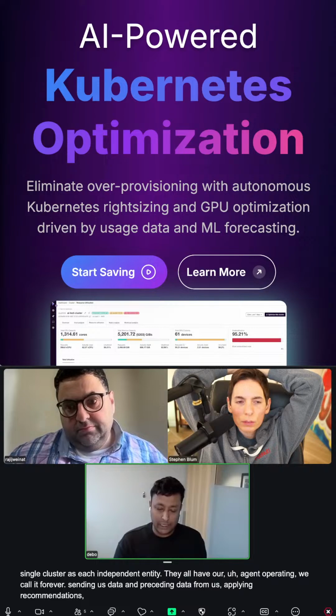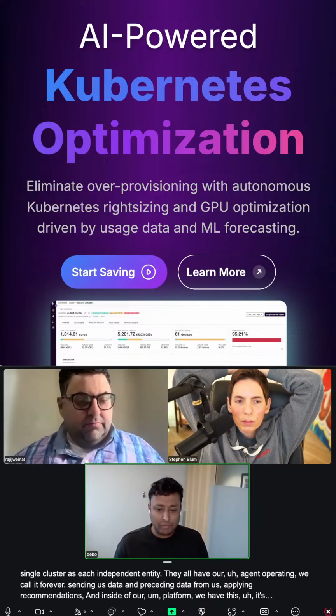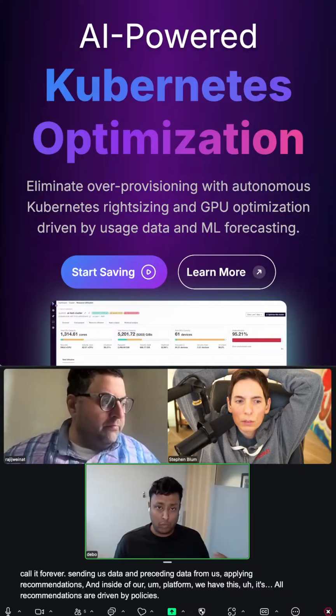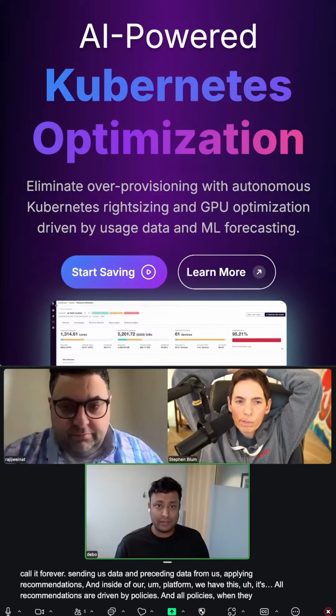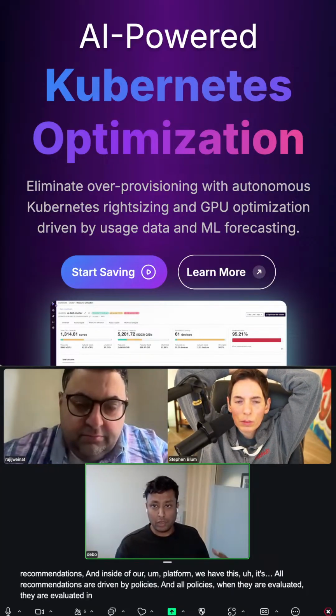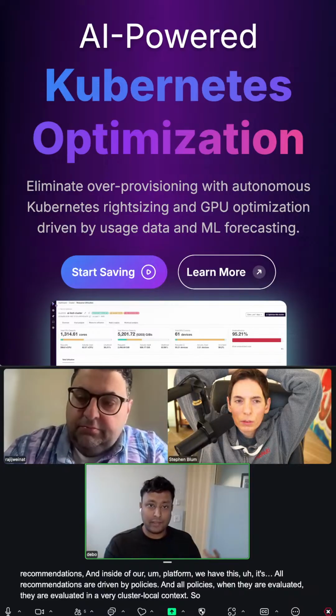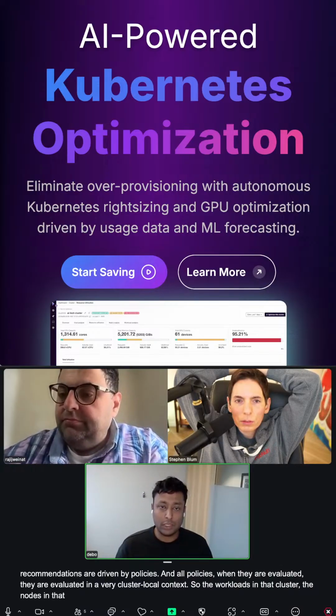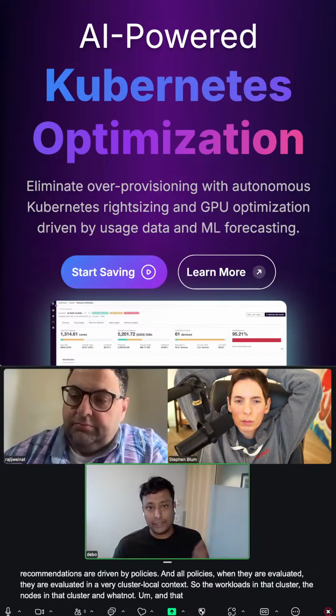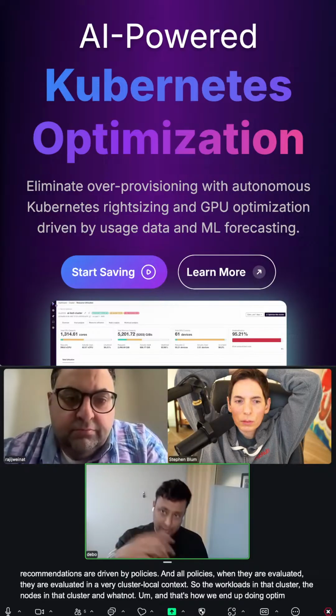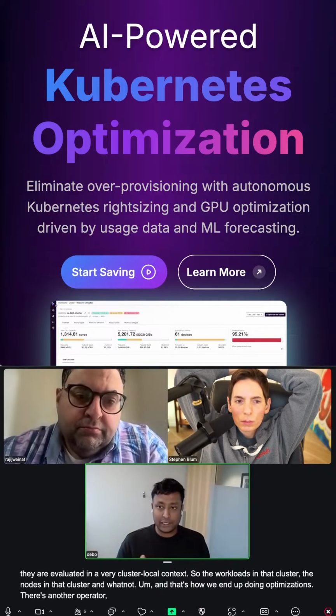And inside of our platform, all recommendations are driven by policies. All policies are evaluated in a very cluster-local context: the workloads in that cluster, the nodes in that cluster, and so on. That's how we end up doing optimizations. There's another operator which takes care of nodes.